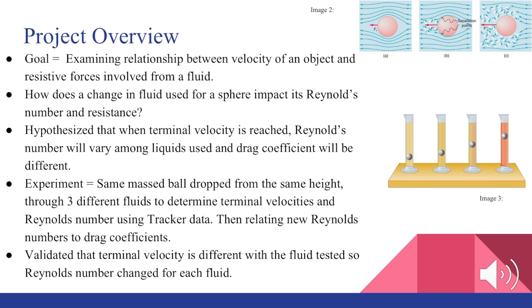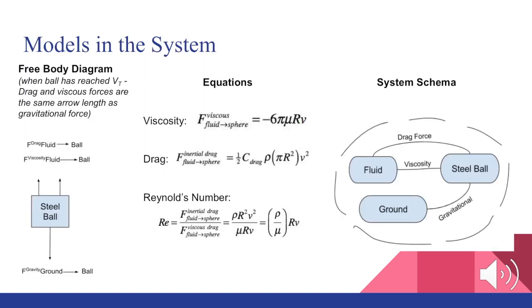Group predictions closely matched tracker results in showcasing that given 3 different tested fluids, an object falling through will have a different point at which it reaches terminal velocity and will result in a different drag coefficient from the Reynolds number, supporting that there are differences in resistances for objects in different fluids.